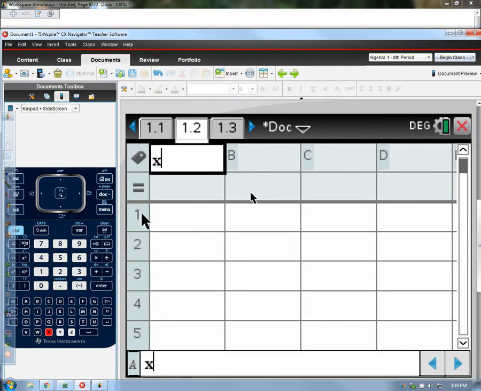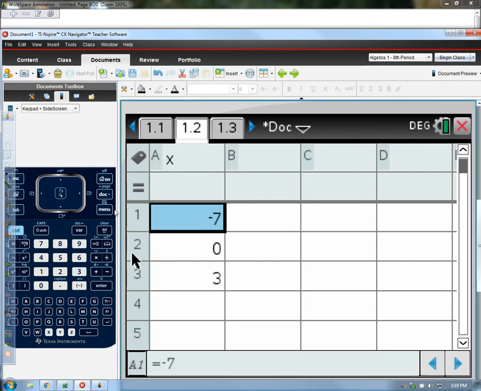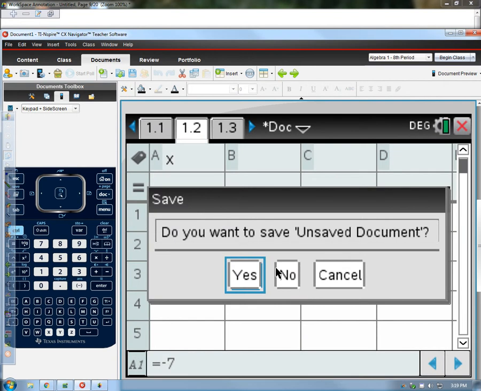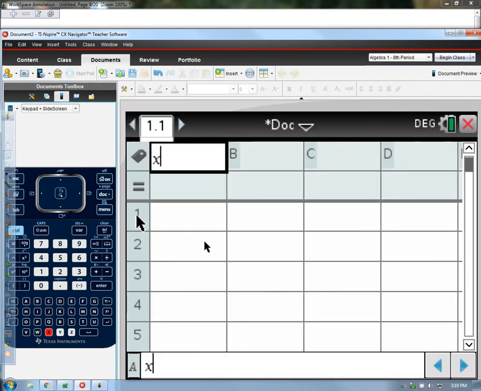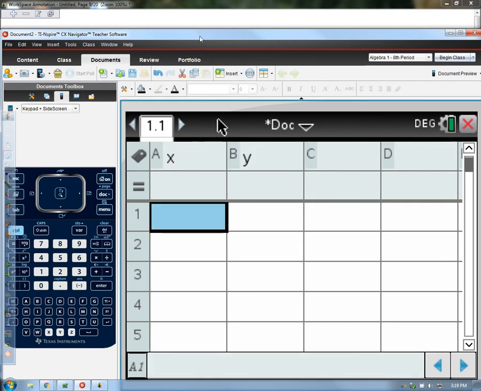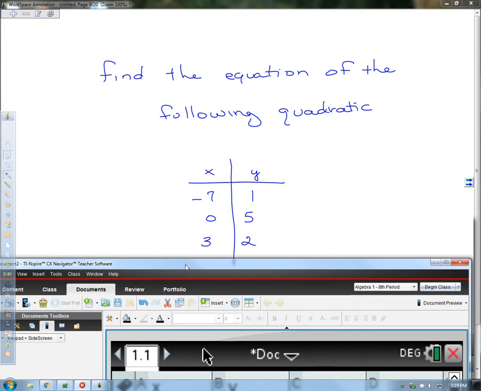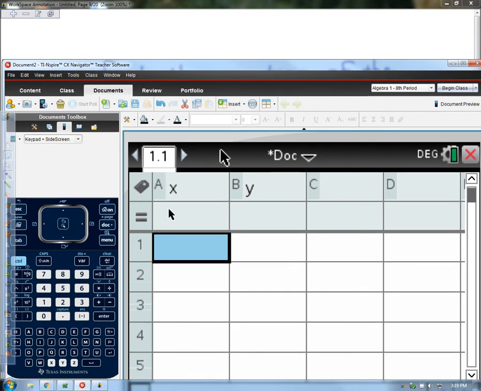I'm going to make a list of my x coordinates. First of all, I'm going to set my new document. Then I'm going to say, okay, this is my x, and this is my y. And then I'm just going to simply put in my points from above. So (-7, 1), (0, 5), and (3, 2).